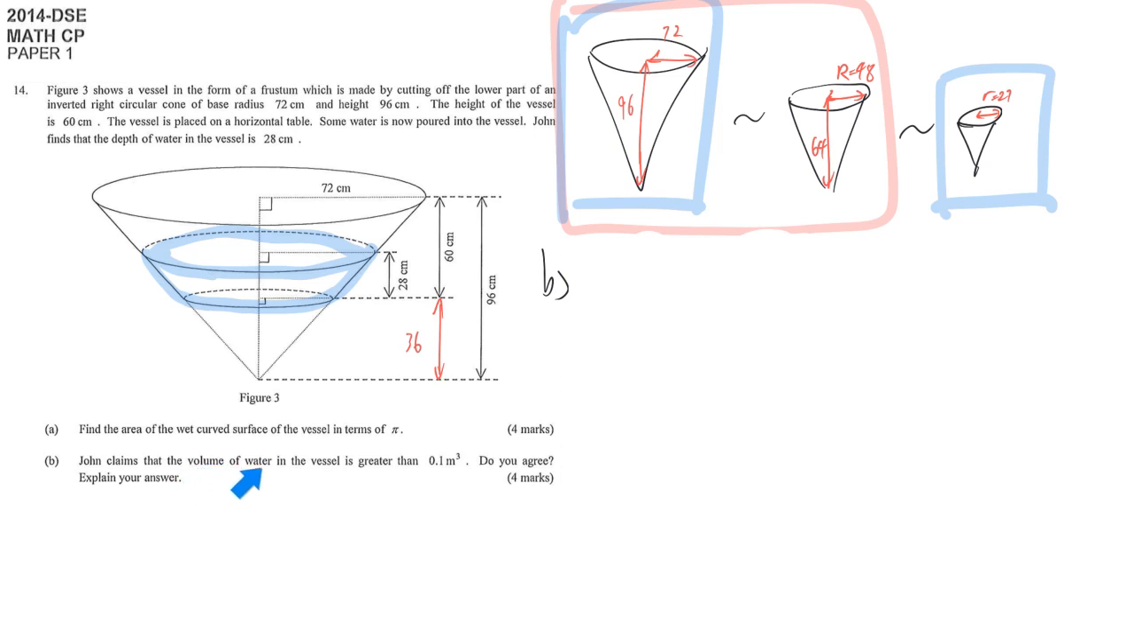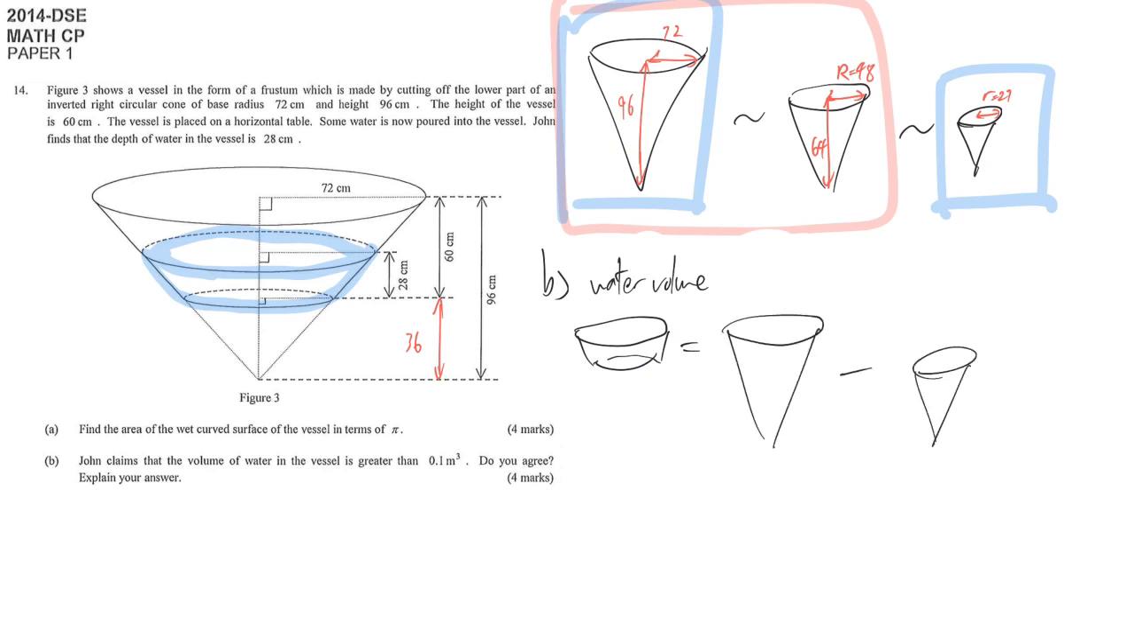They ask about the volume of water in the vessel. Is that greater than this amount? So we are going to compare the volume with this. To get the water volume, we are talking about the middle frustum volume. So the method is we use the middle cone, subtract the smallest cone. That's our strategy. And then for the volume, we already have the base radius here, we have the height. We have 27, and the height is 36.